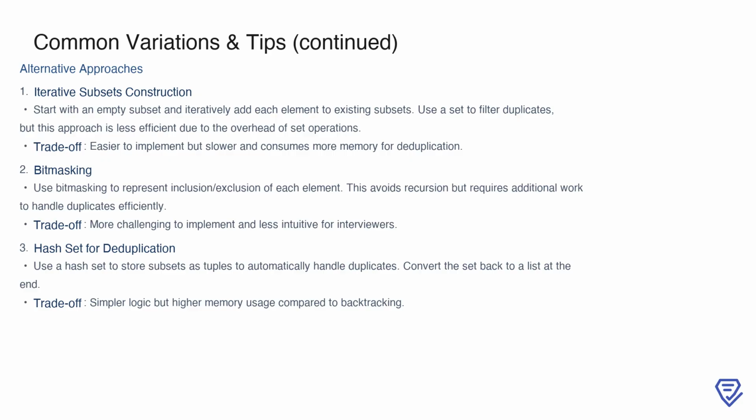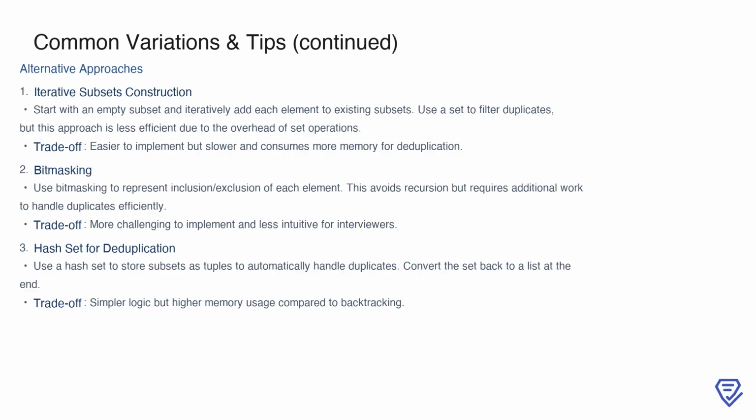Another approach is bit masking, where you use binary numbers to represent whether an element is included or excluded from a subset. While this avoids recursion, handling duplicates efficiently becomes more complex, and it can be less intuitive for interviewers. Finally, you can use a hash set to store subsets as tuples, which automatically handles duplicates. Once you've built the set, you can convert it back to a list. However, this method typically consumes more memory compared to backtracking.